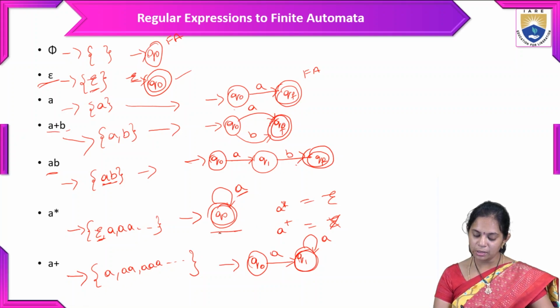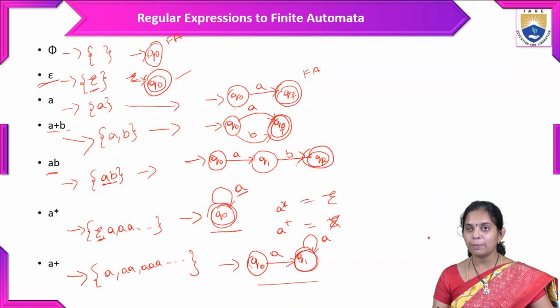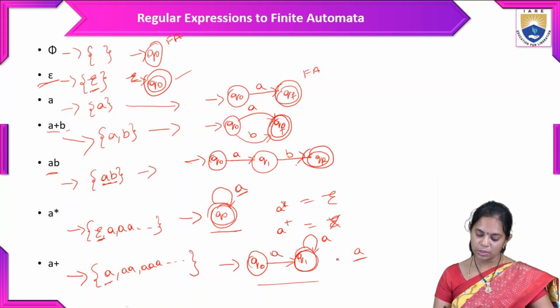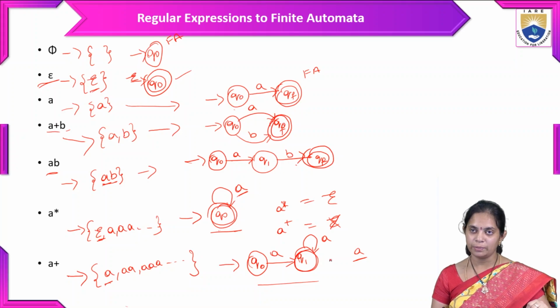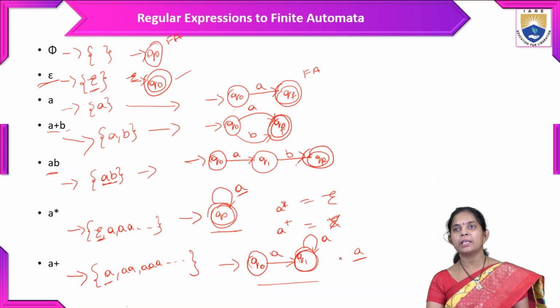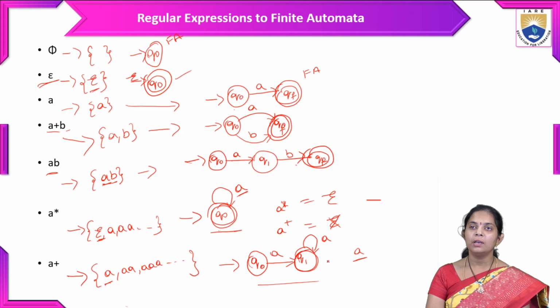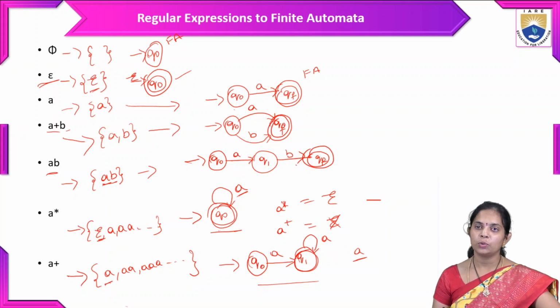So what is the difference here? In a star, the initial state has the epsilon as an input symbol and also a as an input symbol repeatedly. And coming to a plus, initially this a is compulsory, it should be there. The first one you need to satisfy in the transition diagram, so that later however many a's are repeated will be written as a loop on a. So this is about a plus. These are all examples of regular expressions, and we converted them to a finite automata.